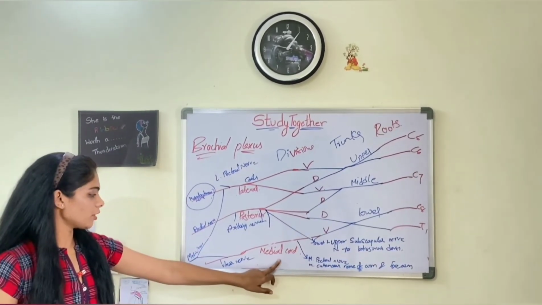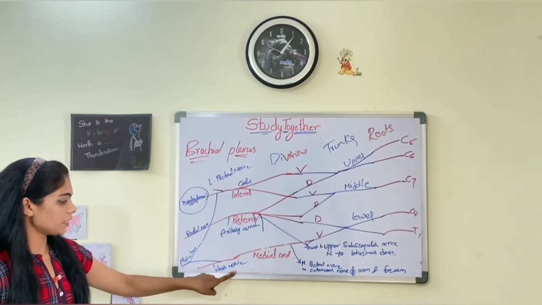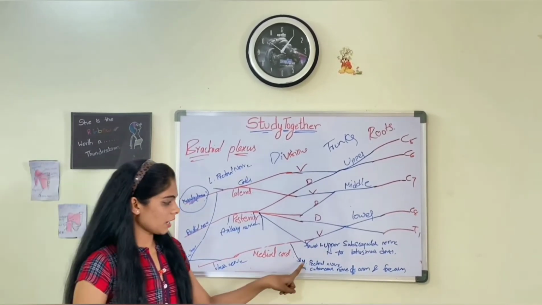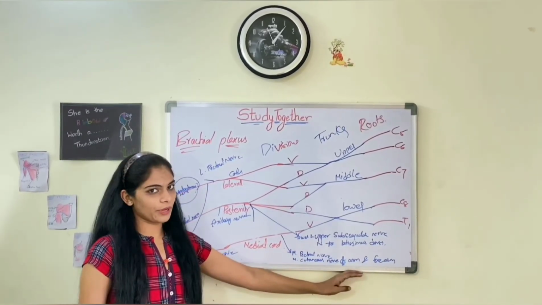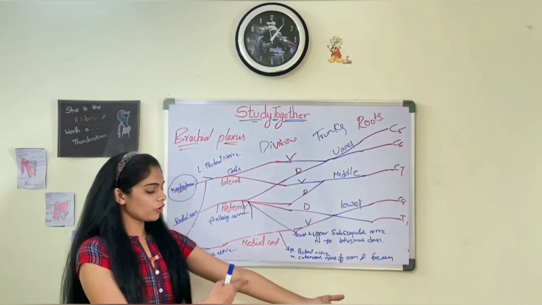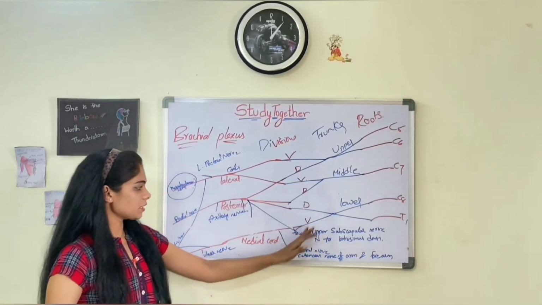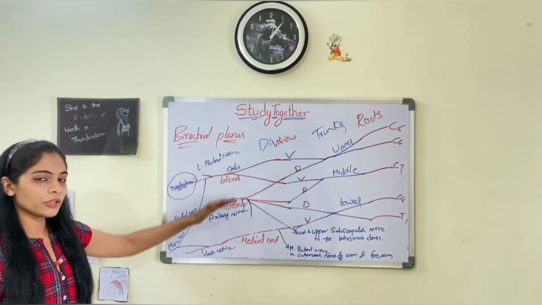Then coming to the medial cord, the major nerve is the ulnar nerve, and the other nerves are the medial pectoral nerve and the medial cutaneous nerve of arm and forearm. So these are the nerves arising from your cords.